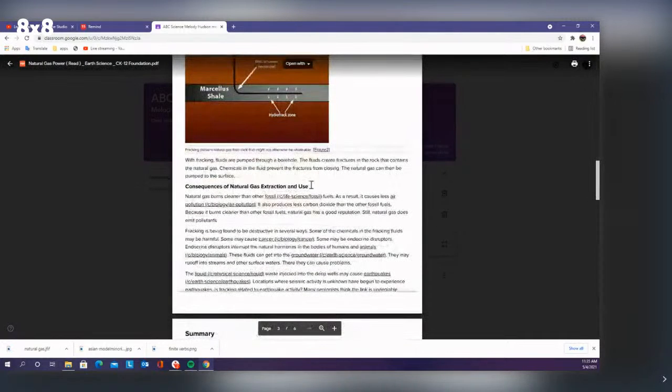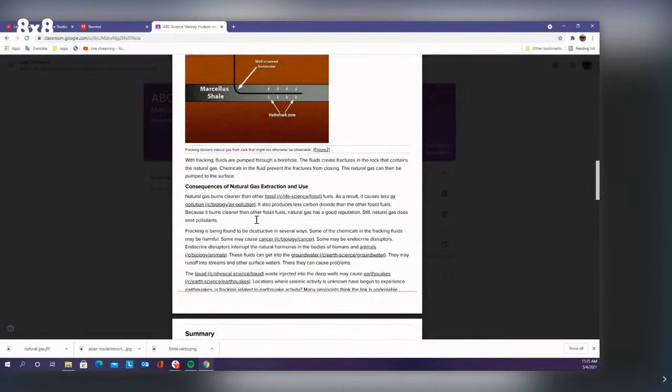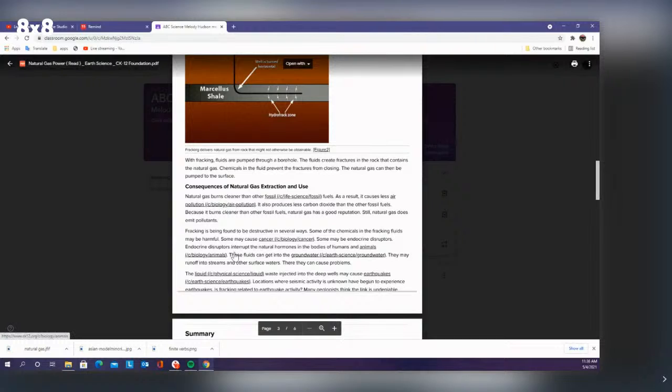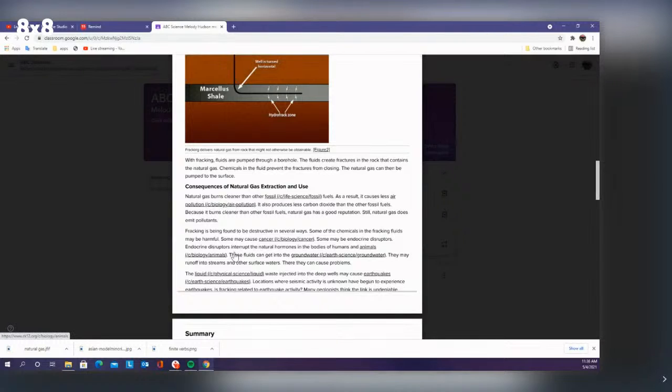Consequences of frack gas extraction and use. Well, here's a benefit. It burns cleaner than other fossil fuels. It causes less air pollution, and it also produces less carbon dioxide than the other fossil fuels. We talked previously about the impact of excess carbon dioxide in the atmosphere. It burns cleaner and it has a good reputation, but it does emit pollutants. And it's also found to be destructive in other ways.